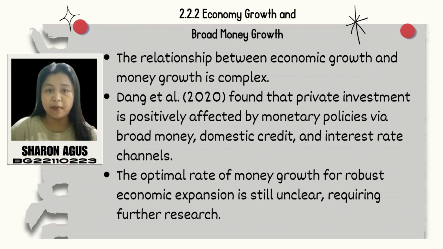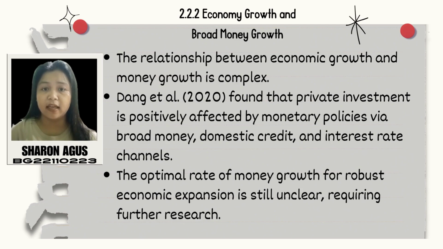Economic growth and broad money growth. The relationship between economic growth and money growth is complex. Deng et al. 2020 found that private investment is positively affected by monetary policies via broad money, domestic credit, and interest rate channels. Effective local government expenditure can positively influence economic growth. Pam et al. 2022: Efficient allocation and use of government capital enhance local economic performance. The optimal rate of money growth for sustained economic expansion is still unclear, requiring further research.